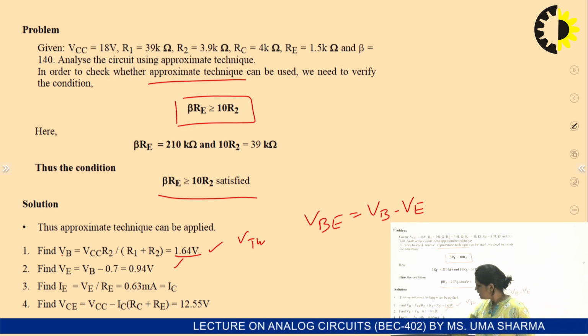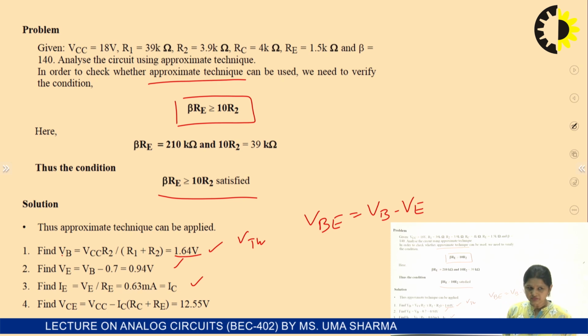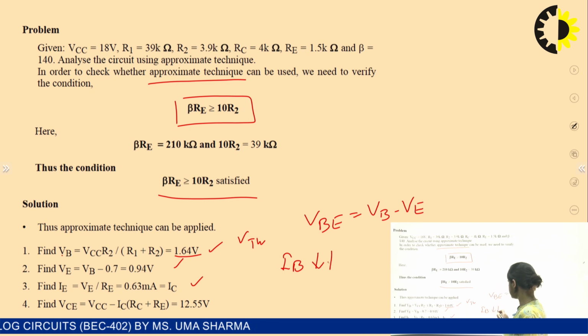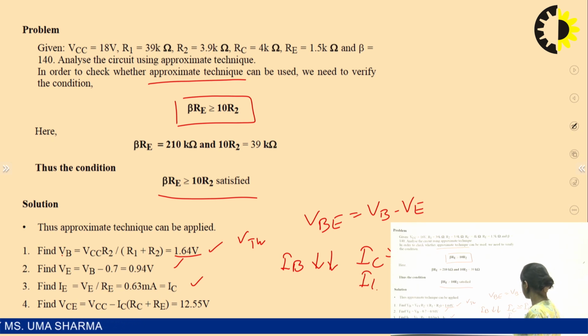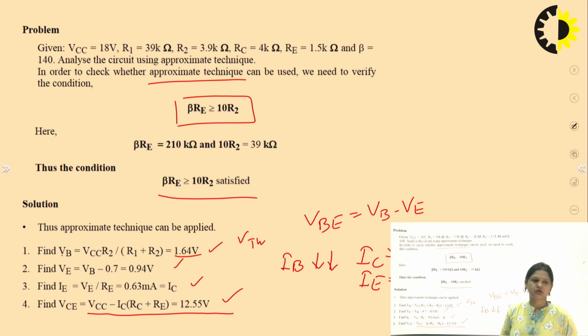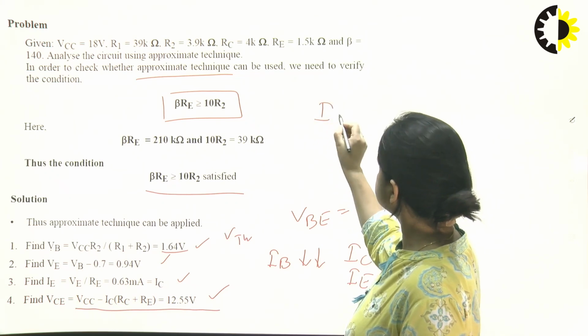If I calculate VE and I know the value of RE, then I can calculate IE, and in the approximate method I can consider IB to be very, very small and IC nearly equal to IE, because IE is equal to IC plus IB. So from here I can write IC is nearly equal to 0.63 milliamperes, and I can calculate the value of VCE, that is 12.55. So by using two simple expressions we can calculate the operating points, and here the operating points are IC and VCE.